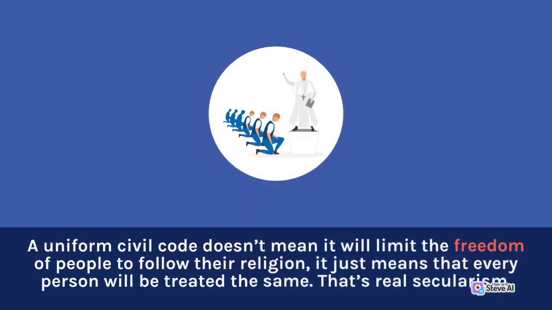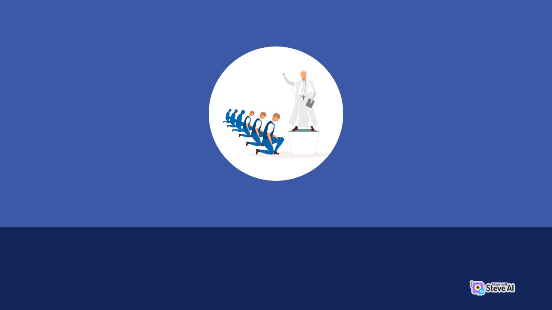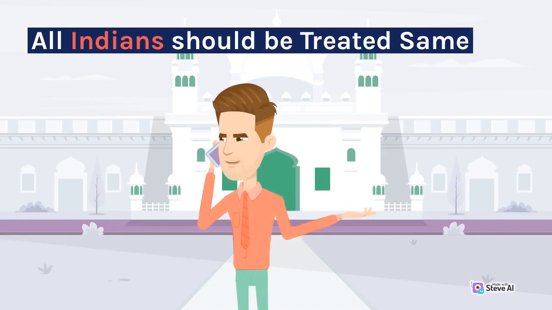A uniform civil code doesn't mean it will limit the freedom of people to follow their religion, it just means that every person will be treated the same. That's real secularism. All Indians should be treated the same.